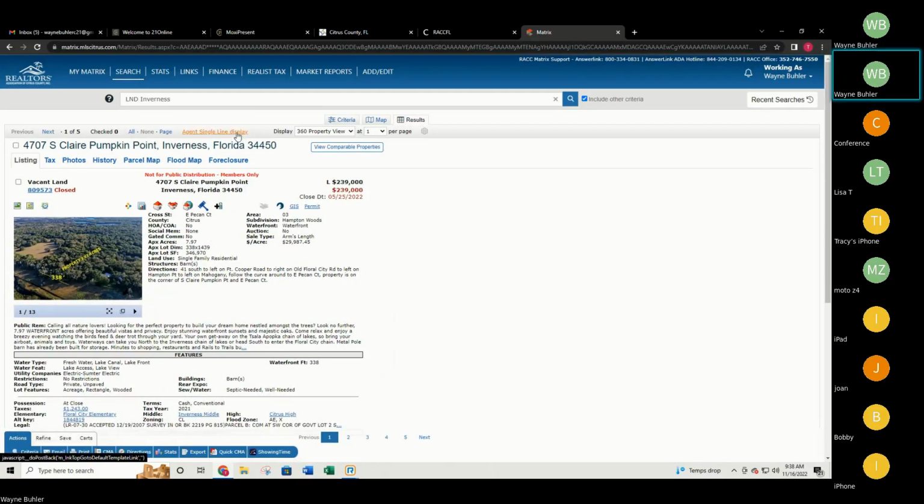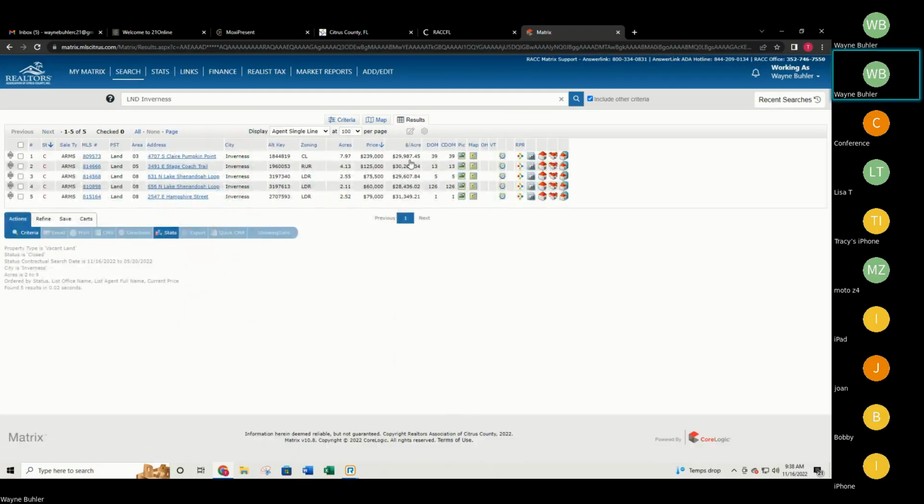So on a single line view, I'm just looking at this price per acre. And what do we see here? They're all around what number? $30,000. $30,000 there. You got 29.9, 32, 29.6, 28.4, 31.3. If I average those out, I'd probably get around $30,000 an acre.